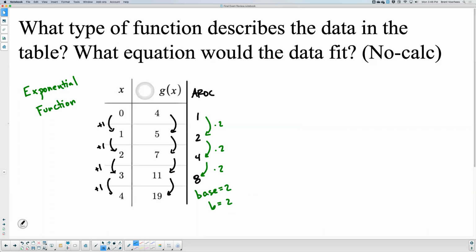I'm going to go ahead and just set this up. And remember what I said, oftentimes this becomes a. So we're going to say right here, oftentimes, not always, but oftentimes our a will equal 1, since that's what we got right there. So this is exponential. The parent function for exponential would look like this: y equals a times b to the power of (x minus h), with a plus k on the outside.